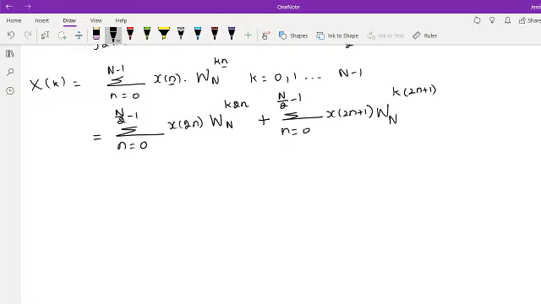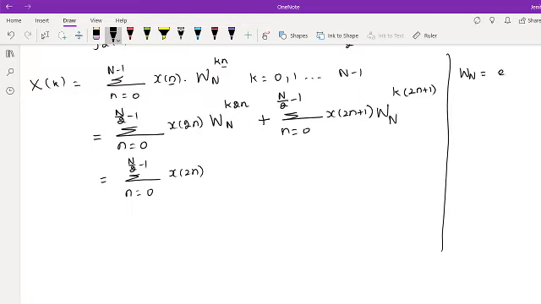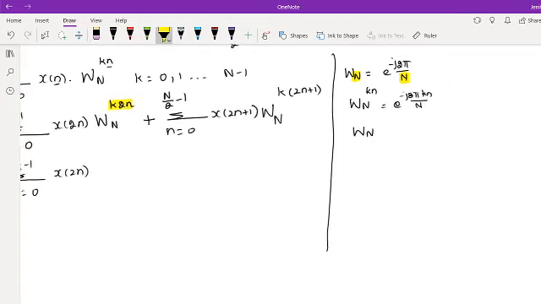So now I write this as summation n equals 0 to N by 2 minus 1 of x of 2n, and W N is equal to e power minus j 2 pi by N. Now I have the term W N power kn, which is equal to e power minus j 2 pi kn by N. In the given summation we have the term power 2kn. So W N power 2kn is equal to e power minus j 2 pi 2kn by N. We can also represent this as e power minus j 2 pi kn by N by 2. Both have the same meaning, no change in that.